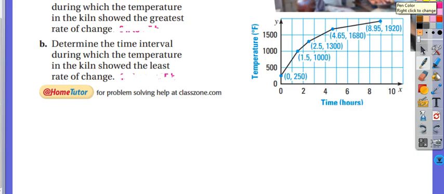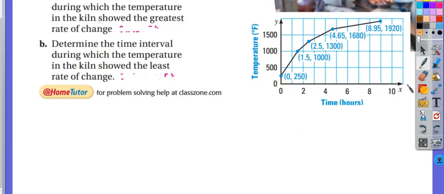So firing a piece of pottery in a kiln takes place at different temperatures for different amounts of time. The graph shows the temperature in the kiln while firing a piece of pottery after we preheat the kiln. Preheated means that we don't start until the temperature is at 250. Determine the time interval during which the temperature in the kiln showed the greatest rate of change.